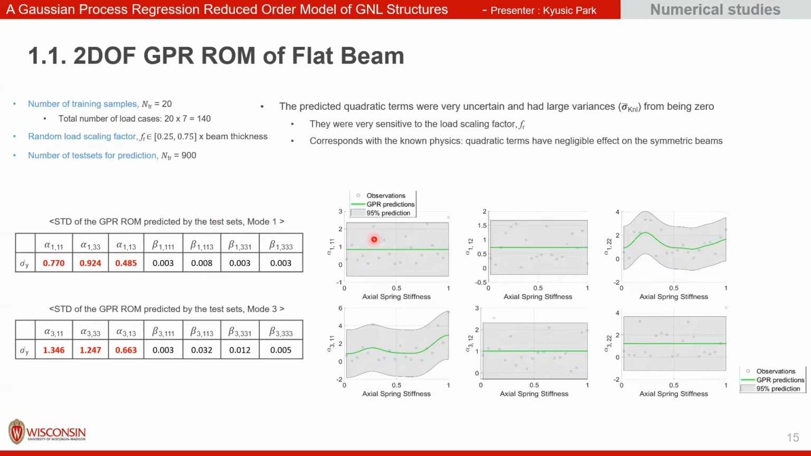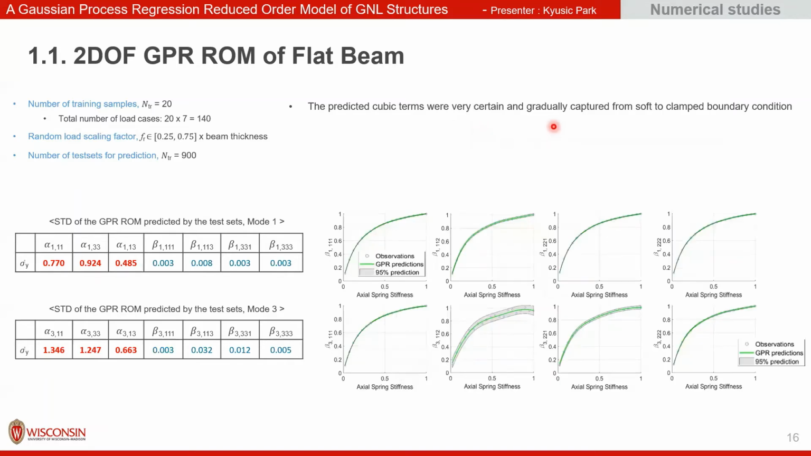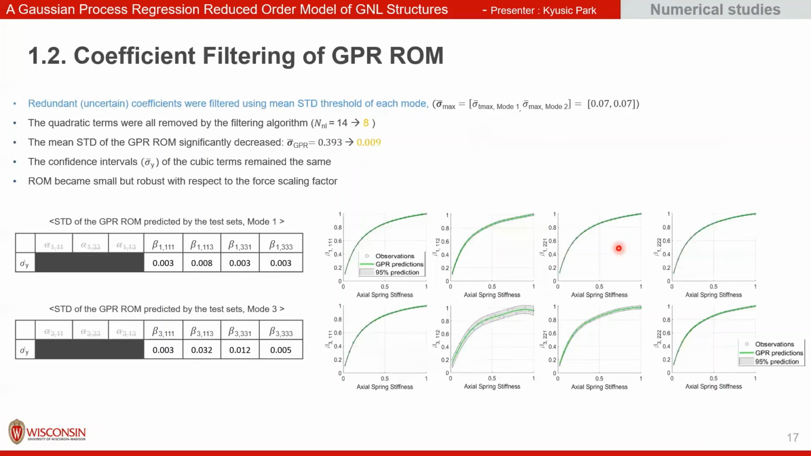So this is as expected, as the geometric nonlinearity of a flat symmetric beam is known to not contain any quadratic stiffness effects. And on the contrary, the cubic coefficients here were very certain with respect to the random force scaling and were observed to change smoothly from small to large values as the axial spring stiffness varied. So the GPR ROM algorithm removes all the quadratic terms while keeping the cubic terms in the filtering stage.